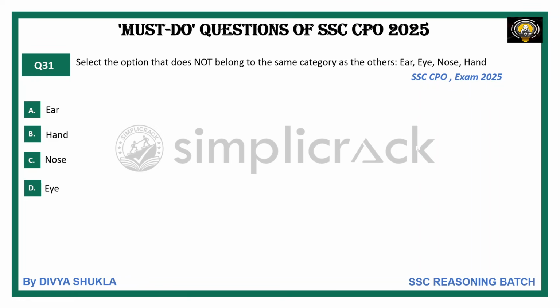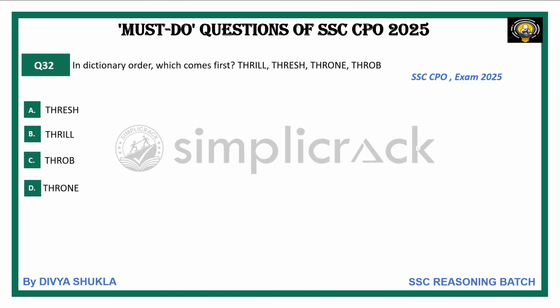Select the option that does not belong to the same category. Ear, eye, nose and hand. The correct answer would be hand because it's not a sensory organ. Okay, let's see the next one.